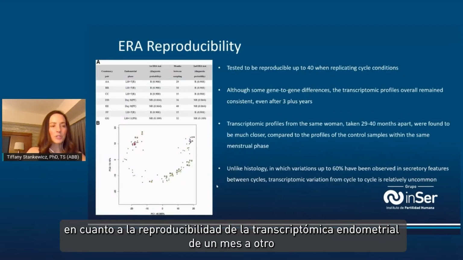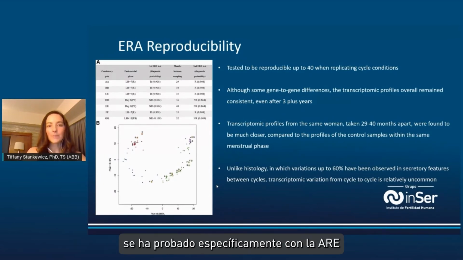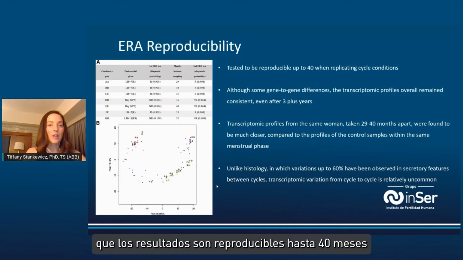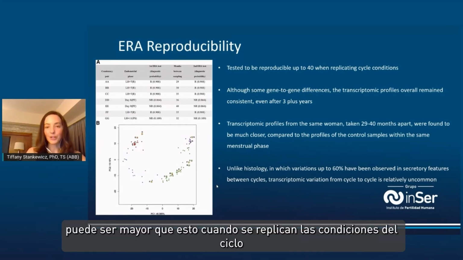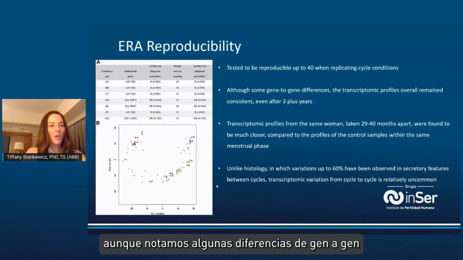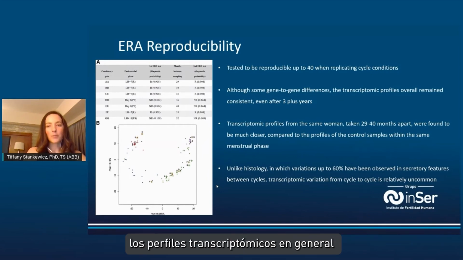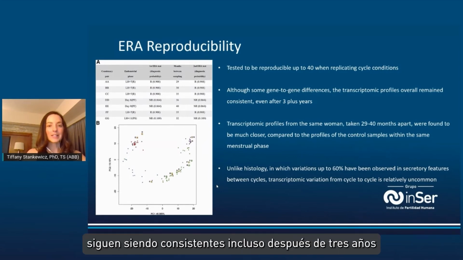As far as reproducibility of endometrial transcriptomics from month to month, it has been tested specifically with the ERA that the results are reproducible up to 40 months. It may be greater than this when replicating cycle conditions. Although we notice some gene-to-gene differences, the transcriptomic profiles overall remain consistent even after 3 years.